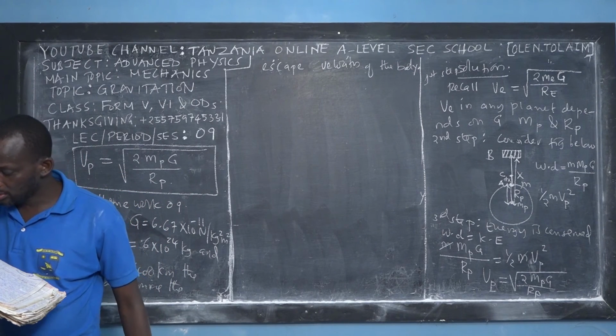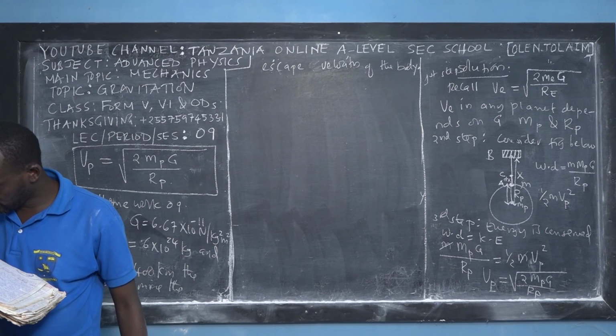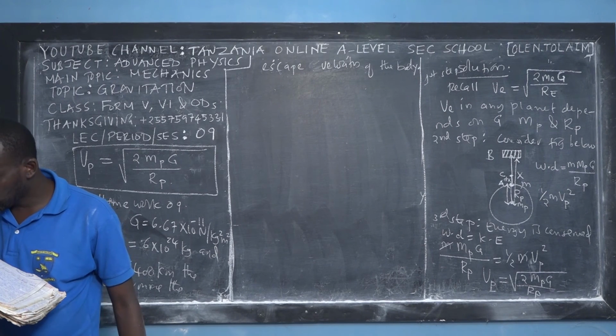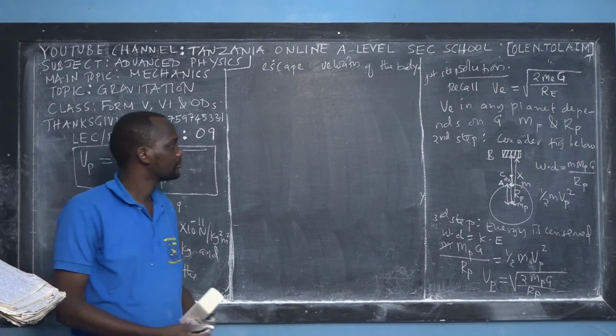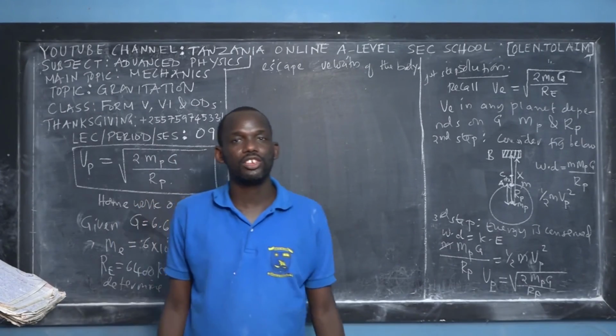So this is, we say, twice the mass of the Earth, 6 times 10 to the 24, times G. Everything is clear. Okay, so if that's the case, this is the end of the session, or lecture, or period 9.